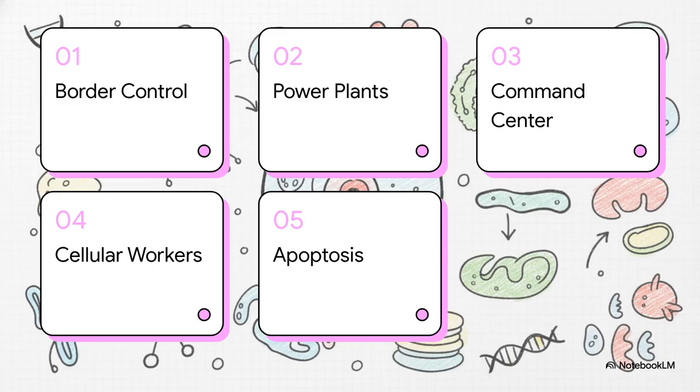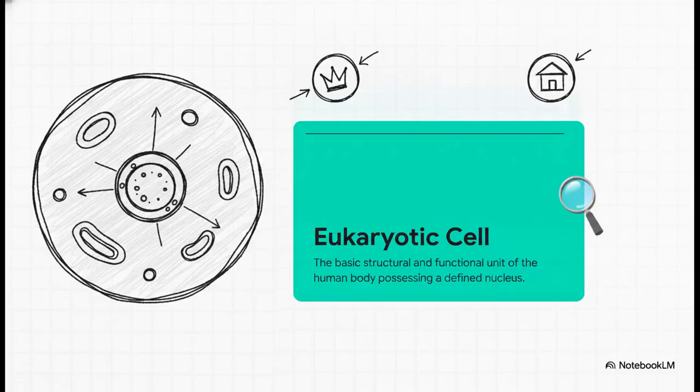Let's dive right in. Before we actually breach the city limits, let's just make sure we're completely on the same page. A eukaryotic cell is the basic, living, structural, and functional unit of the human body. The name itself is actually a huge giveaway. Eu means true, and karyon means nucleus. So unlike primitive prokaryotic cells, our eukaryotic cells possess a highly defined nucleus, a true centralized command center.